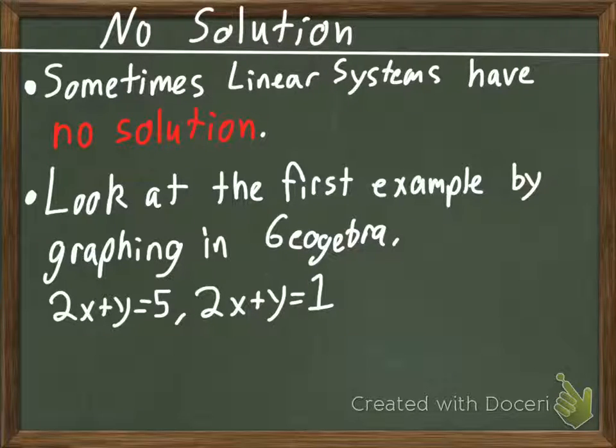So, when that happens, I want you to look at the first example we did by graphing it in GeoGebra. I want you to graph these two lines in GeoGebra. And just to make it easier, I want you to just type these lines straight in. Just type in 2x plus y equals 5 and 2x plus y equals 1. Graph it in GeoGebra. So go ahead, pause the video, do this, and discuss what you see with your group.